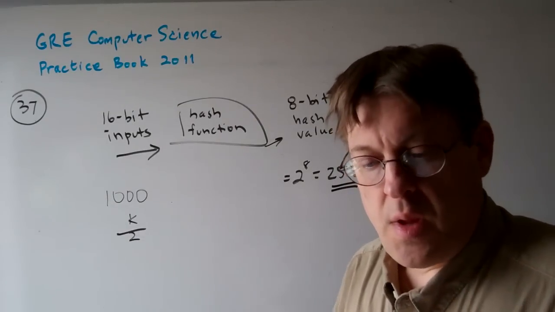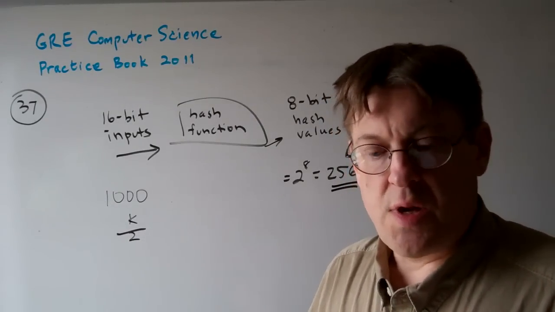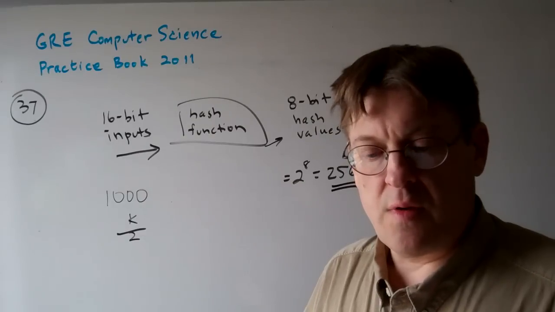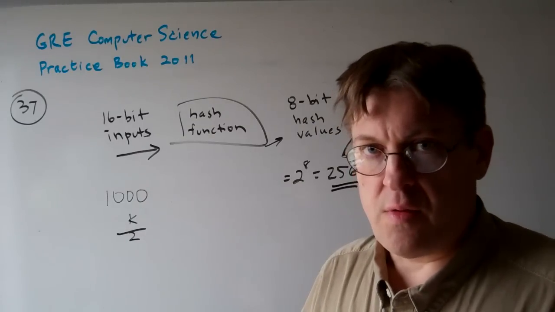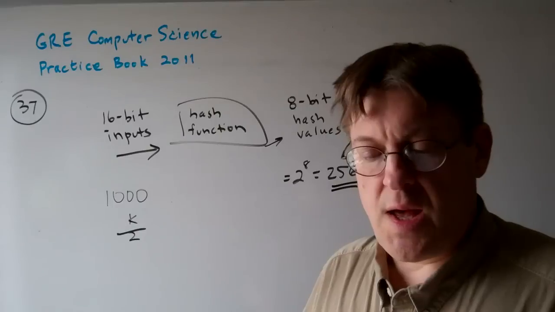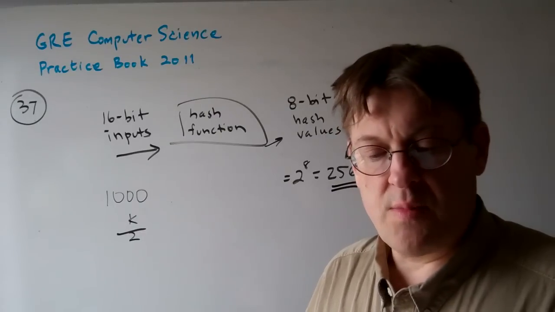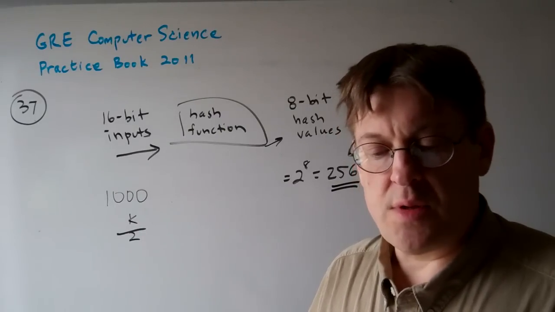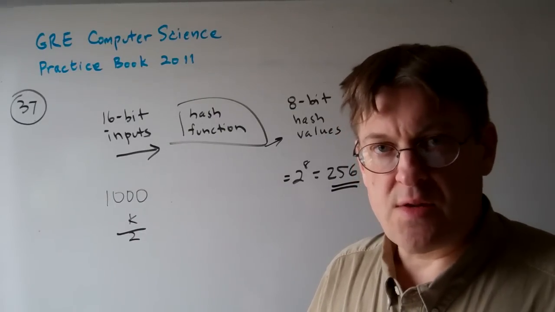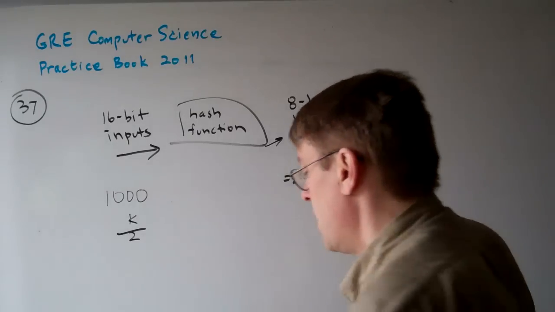Question 37. A hash function h maps 16-bit inputs to 8-bit hash values. What's the largest k such that in any set of 1,000 inputs there are at least k inputs that h maps to the same hash value? Let's think about this for a second.